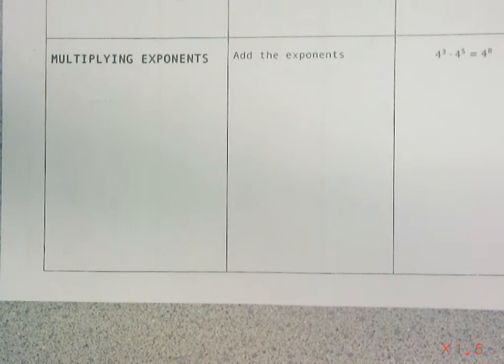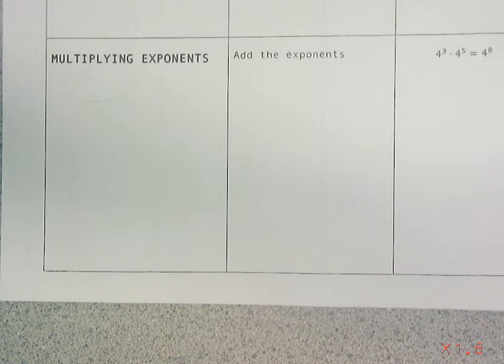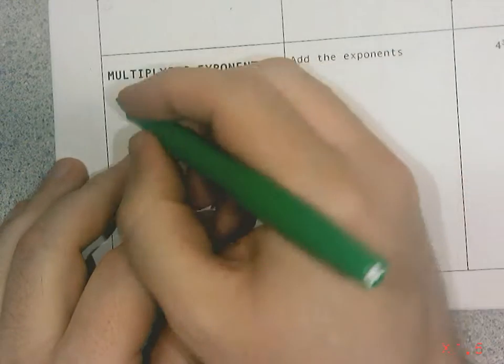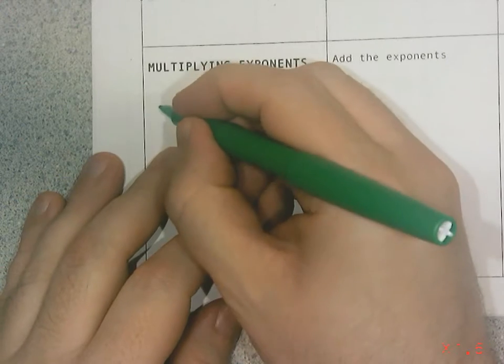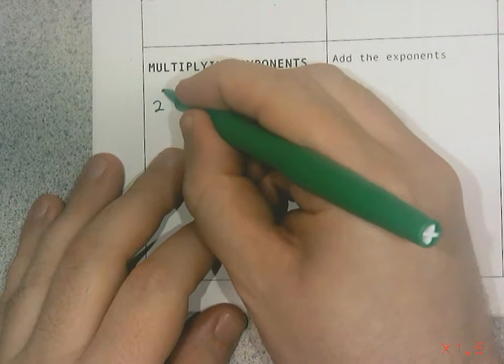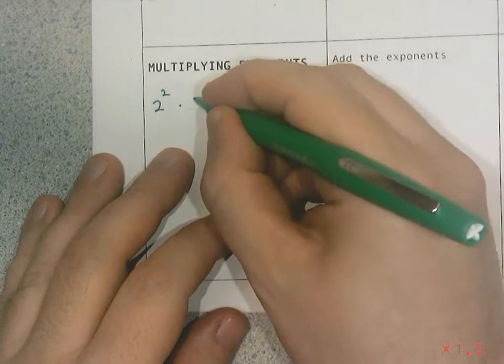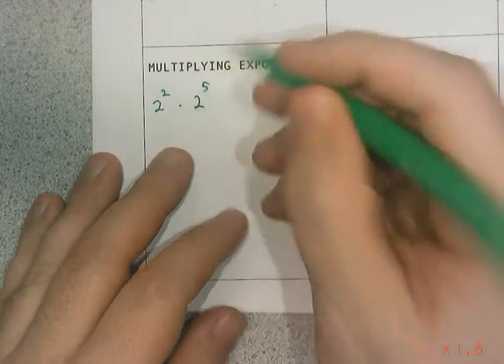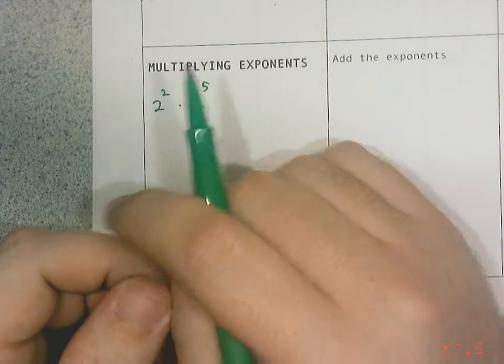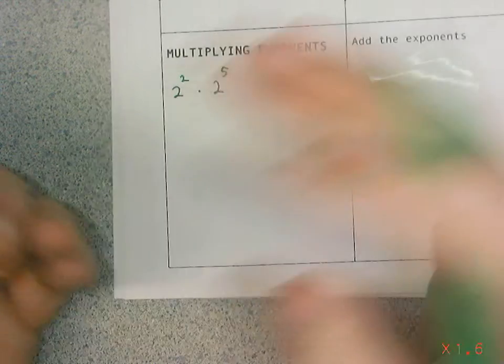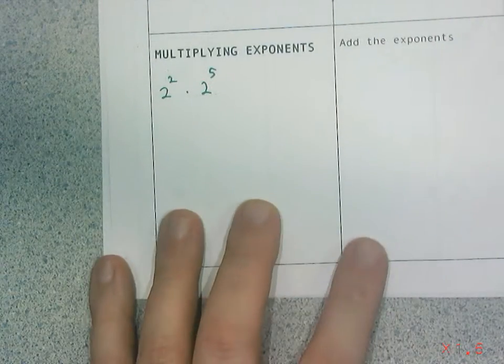All right, so today we're going to be talking about multiplying exponents. When we talk about multiplying exponents, it's something like this. We have 2 to the second power times 2 to the fifth power. So that's multiplying numbers with exponents. You can see the shortcut's going to be add the exponents, but let's break this down first so you can kind of see how that works.